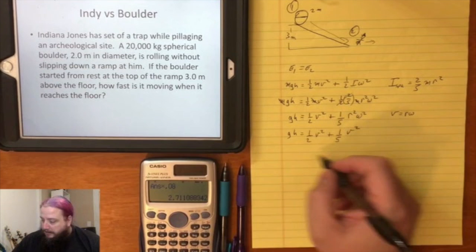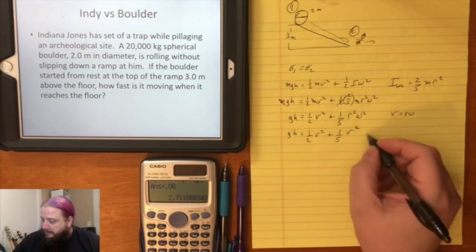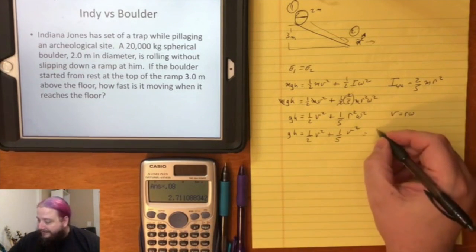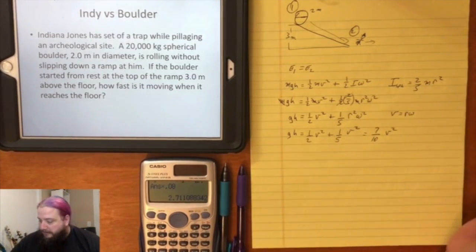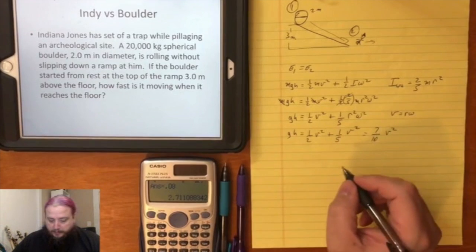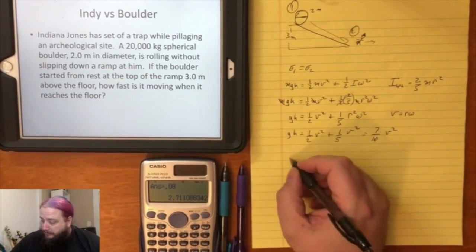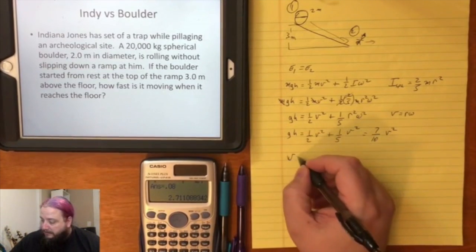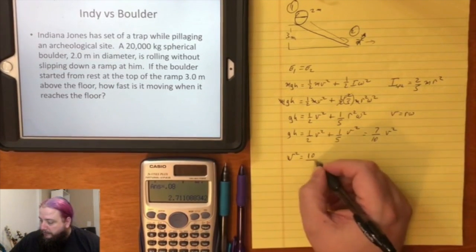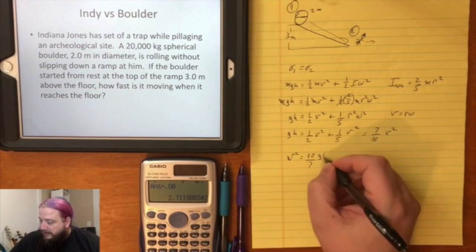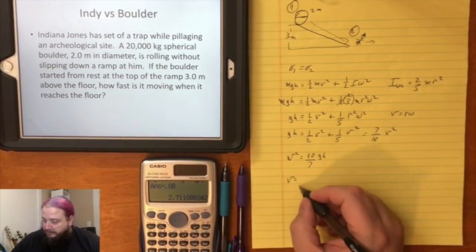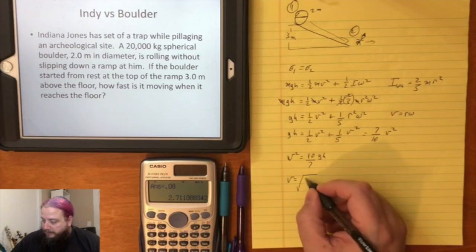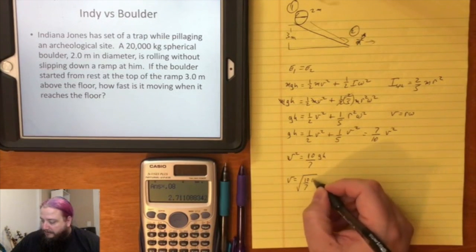And indeed, this is 7/10 v squared. And we're solving for velocity, so speed squared is then 10/7 gh, so that our speed is the square root of 10/7 gh.